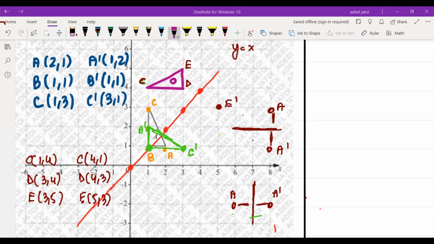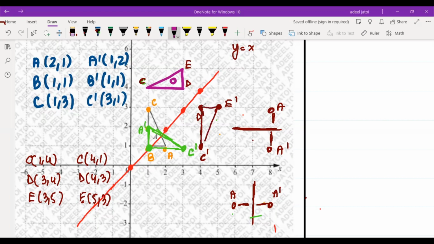Similarly, your D was what? D was 3 and 4. Now 3 and 4 becomes 4 and 3. This becomes D dash. Similarly, C was 1 and 4. Now, knowing that this distance is half and 1, diagonally we can use it half and 1. That means your C dash comes here, which was 1 and 4, now becomes 4 and 1. But diagonally, the distance, if you look at this, 1 and half, on the opposite side, half and 1.